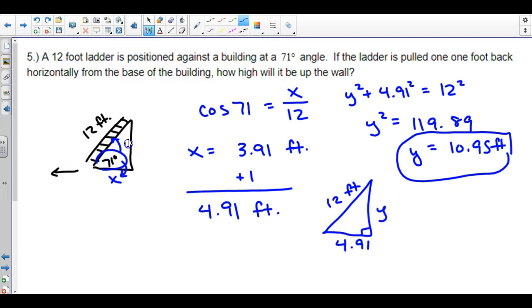Just because I have the calculation handy, in this original diagram, the ladder was positioned 11.35 feet up. So just know that you wouldn't be able to just subtract 1 from this by adding 1 to this distance. I had to do all that work just to figure out how high the ladder was up the wall.